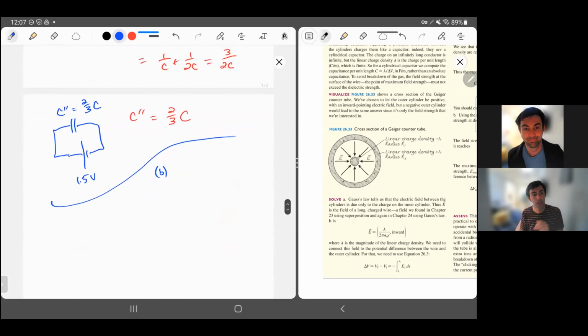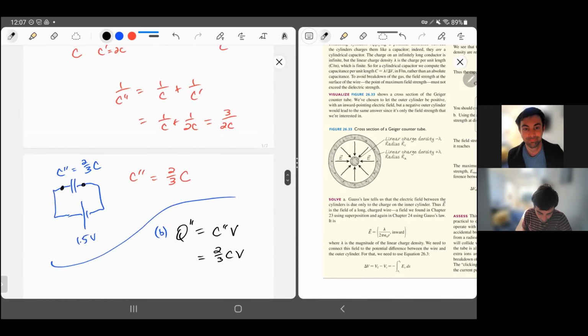The reason we want to combine all the capacitors into an equivalent one is that we know the potential difference across the plates of this capacitor is 1.5 volts. So the charge on the C double prime, we'll call it Q double prime. This is the charge on the equivalent capacitor, C times V. So this is 2/3 CV. So that's the charge that's stored on that thing.